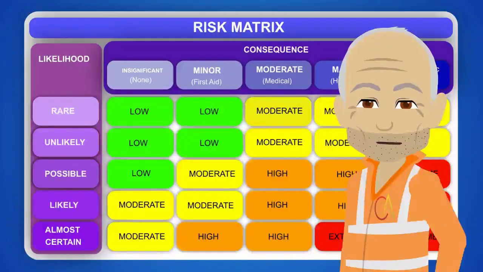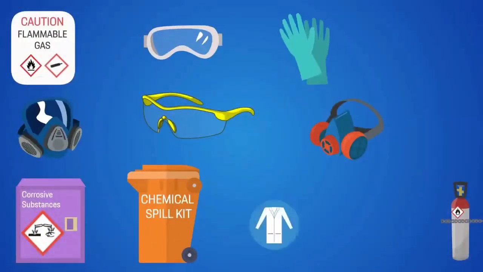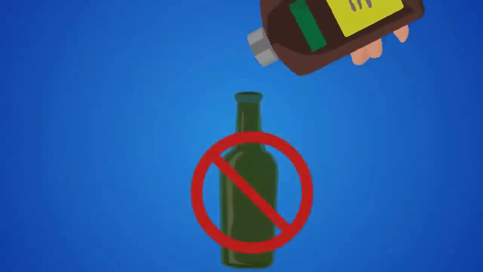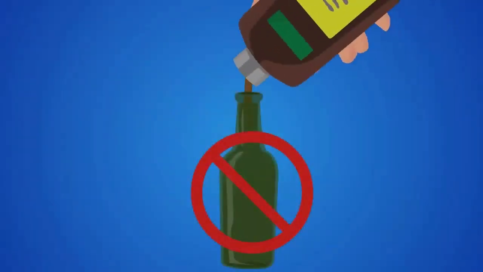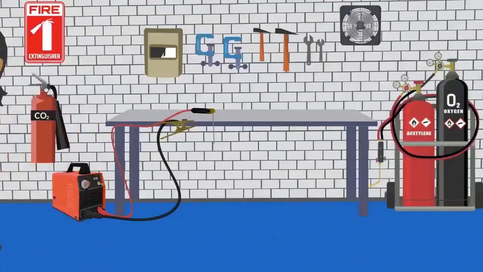A chemical risk assessment must be completed for all hazardous chemicals. Mitigation controls listed in the SDS must be adopted. Never decant substances into unlabeled containers. Gas bottles must be upright and correctly secured.